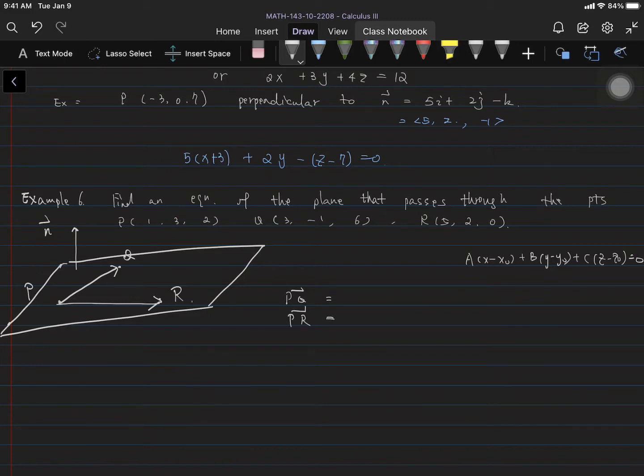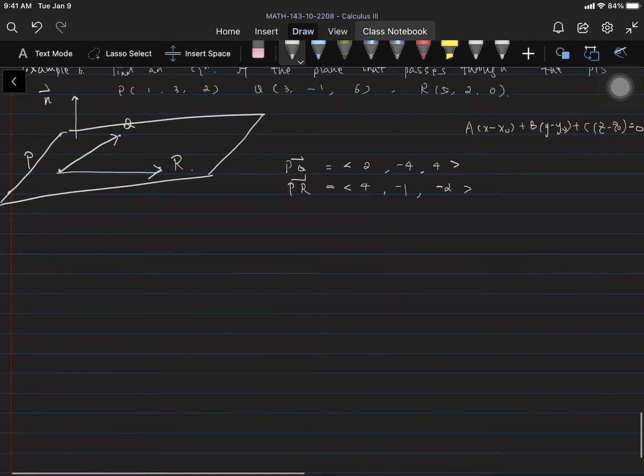PQ vector is Q minus P: 3 minus 1 is 2, negative 4, and 6 minus 2 is 4. PR vector is point R minus point P: 5 minus 1 is 4, 2 minus 3 is negative 1, 0 minus 2 is negative 2. This is PQ and PR. Next, we do the cross product PQ cross PR. The order doesn't matter too much, because if we get the opposite direction, that's also okay. We just need a normal vector.